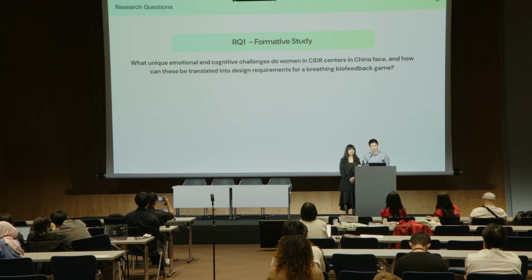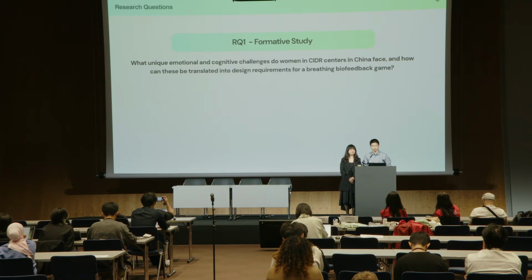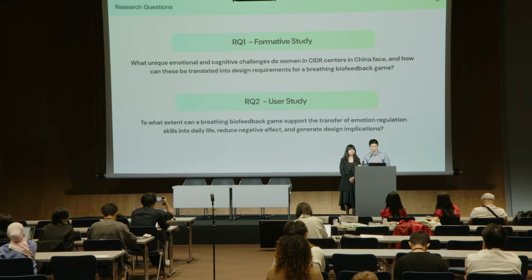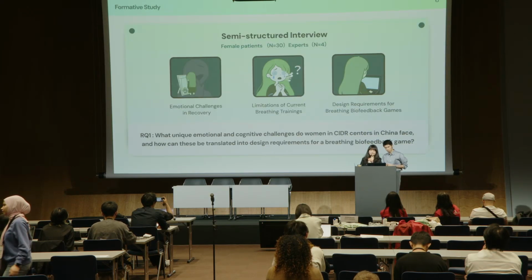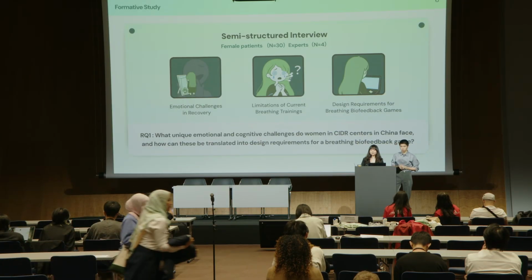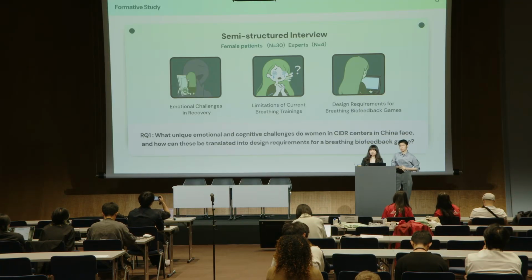Through a formative study, we answered our first research question: how do we design the game so it is specific to the needs of this population? And then we evaluated our game through a user study answering our second research question: was this game effective in supporting the transfer of emotion regulation skills into daily life, reducing negative emotions, and generating design implications? We conducted our formative study through semi-structured interviews with 30 female residents in a drug rehabilitation center in China and 4 experts in addiction rehabilitation. Results were analyzed through thematic analysis.